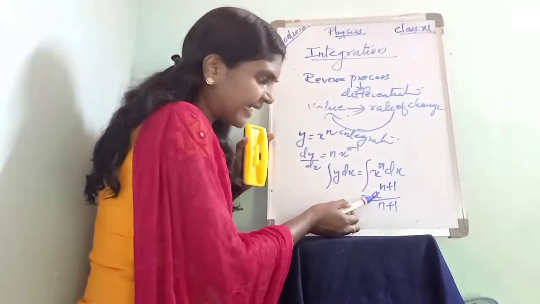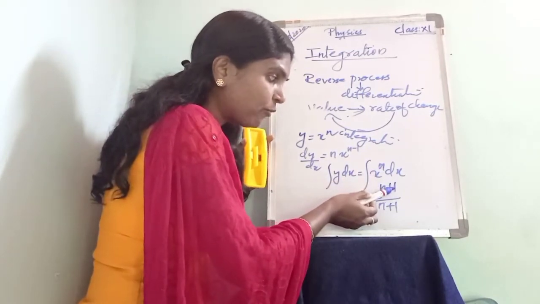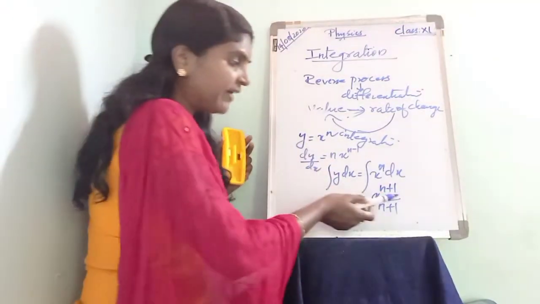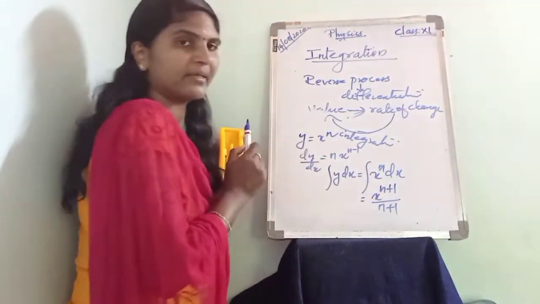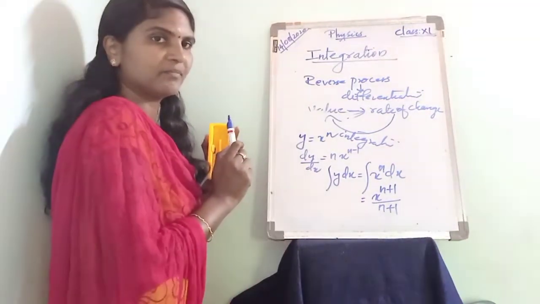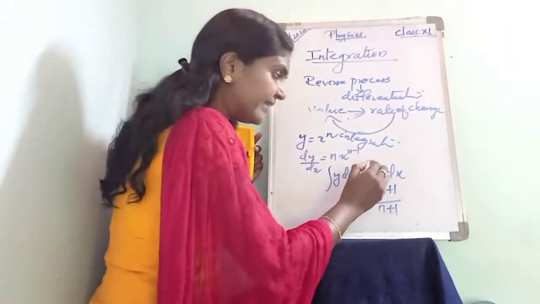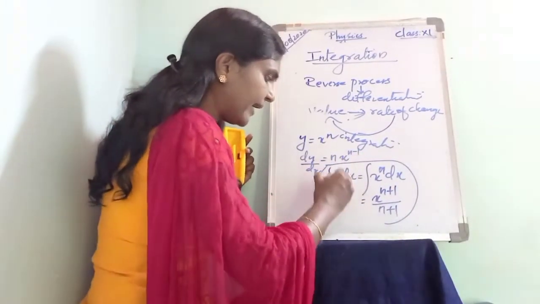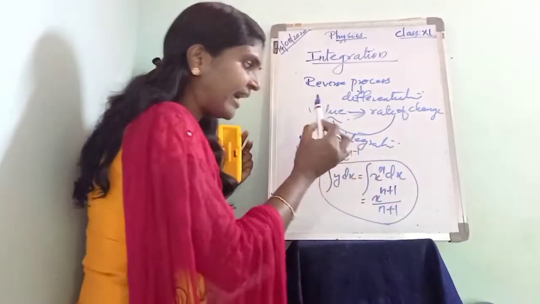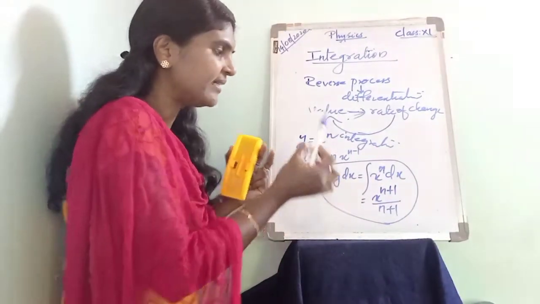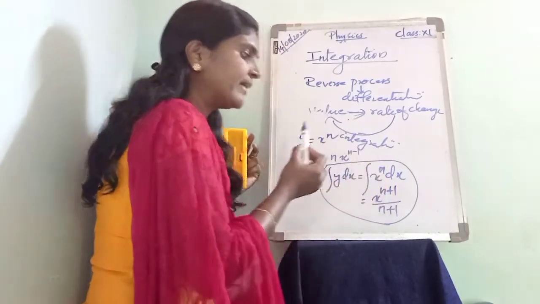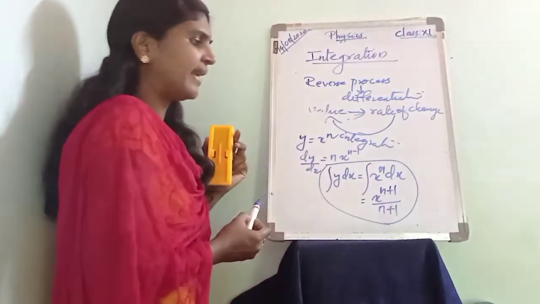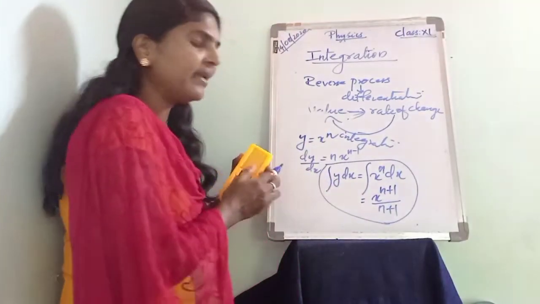We write x, then increase its power by 1, so we get n plus 1, and divide this by the new power, that is n plus 1. That's all. This is an important formula. What is the value of integral x raised to n dx? Integral x raised to n dx equals x raised to n plus 1 divided by n plus 1.